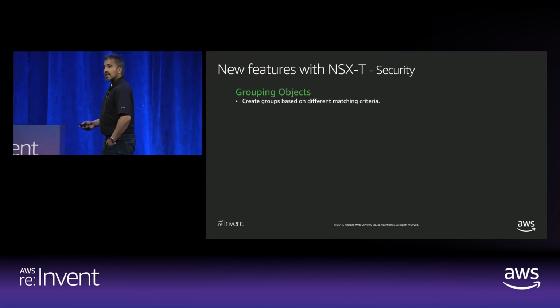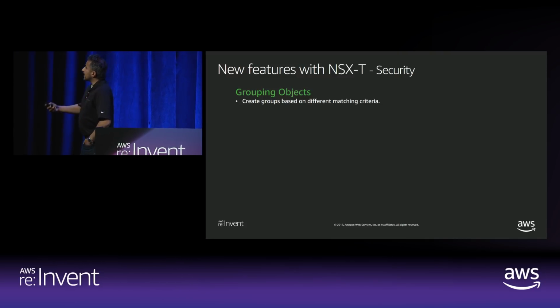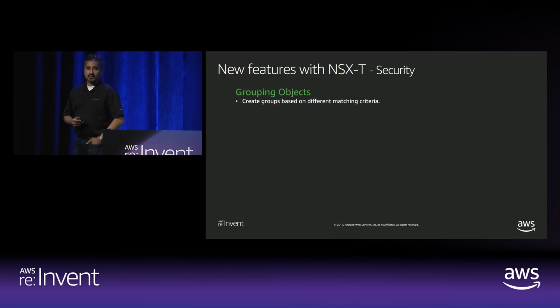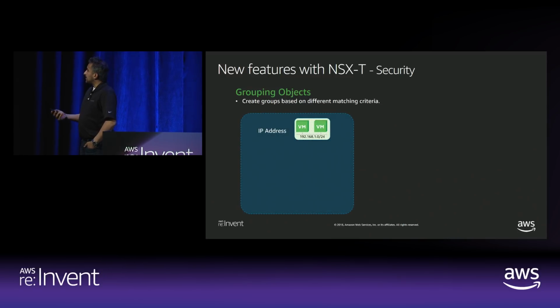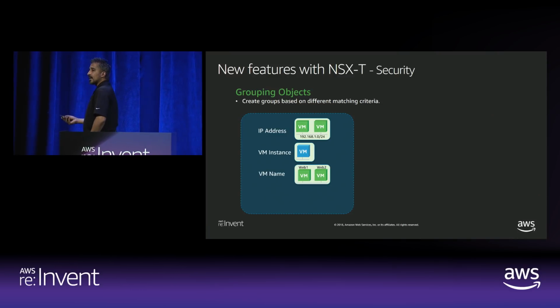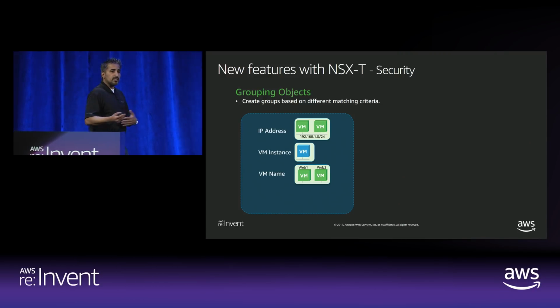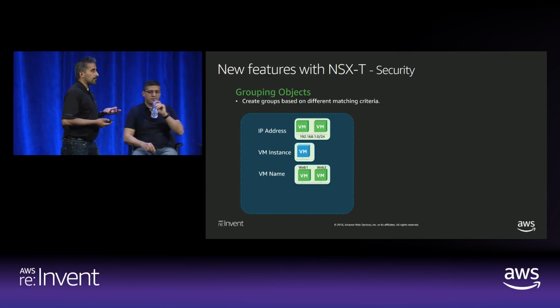Grouping objects goes hand in hand with DFW. You can create groups based on different matching criteria. You can use IP address for the matching criteria. You can use VM instance where you just select the specific VM. You can use VM name, something like, hey, all VMs that have a name that starts with WEB or web, put into this security group automatically.